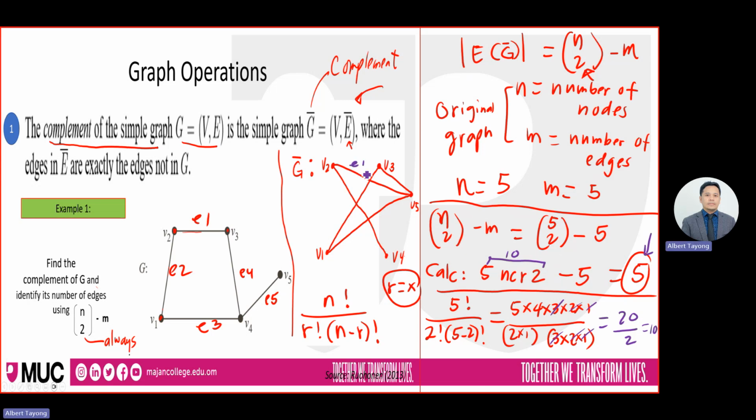We're going to look at the G bar. We have E1, E2, E3, E4, E5. So we have 5 edges in our complement, which is correct. Okay, so let's have one more example for you to understand this one better.